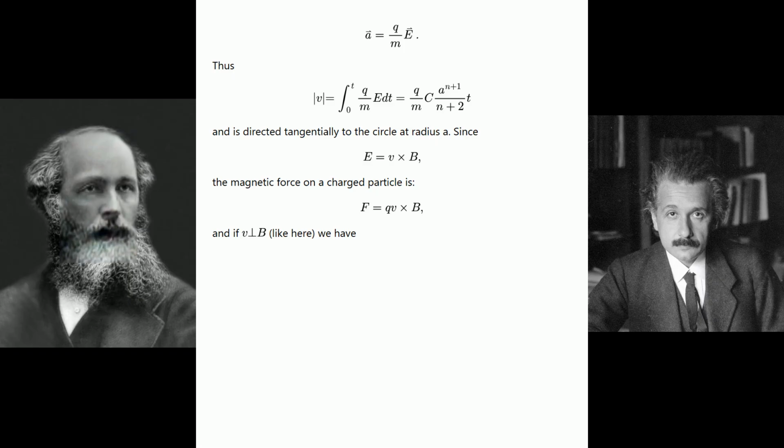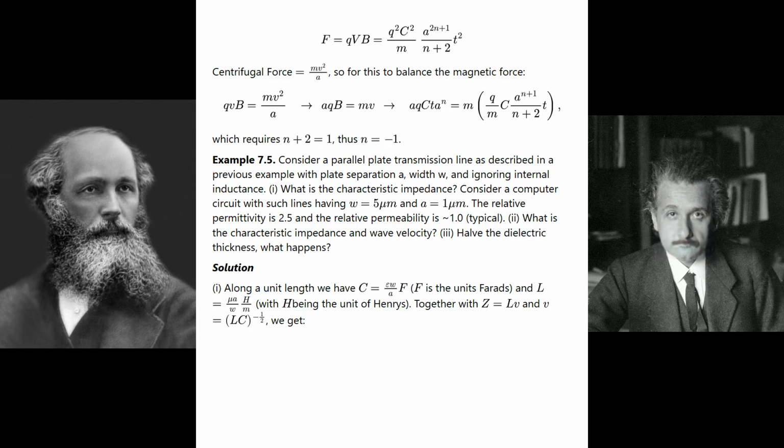The magnetic force on a charged particle is as shown, and if v is perpendicular to B, like here, we have the following. Centrifugal force equals mv squared over a. So for this to balance the magnetic force, which requires n plus 2 equals 1, thus n equals negative 1.